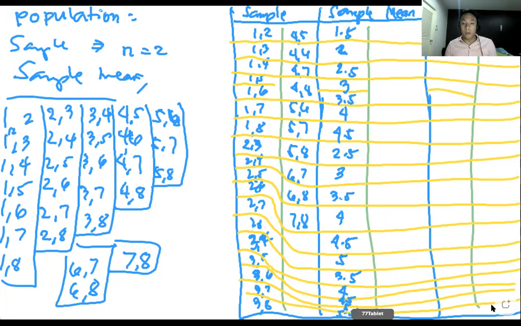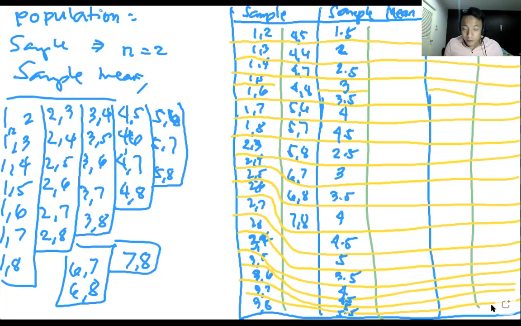Okay? So here I'm just finding its mean, the mean of the samples. That's why we call it sample mean. I just added the two numbers in one pair. Like here, 1 plus 2 equals 3, and then we will just divide by 2 to find the average. Okay, that's what I'm doing. So just understand what I am writing here, okay?